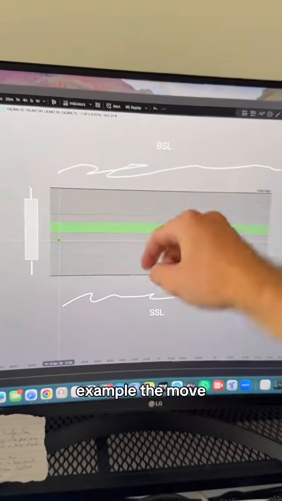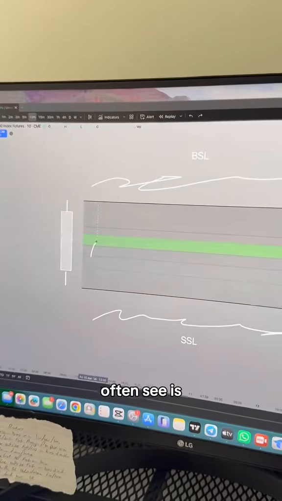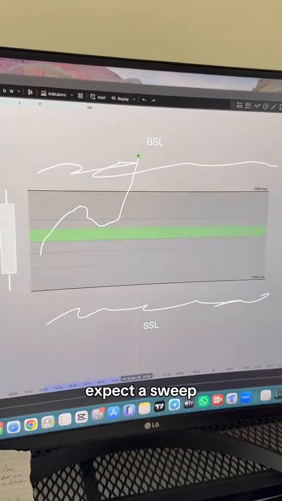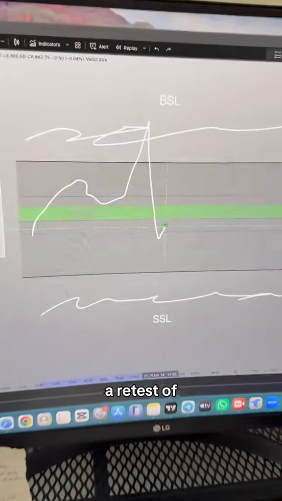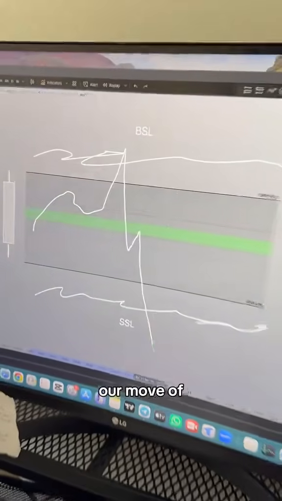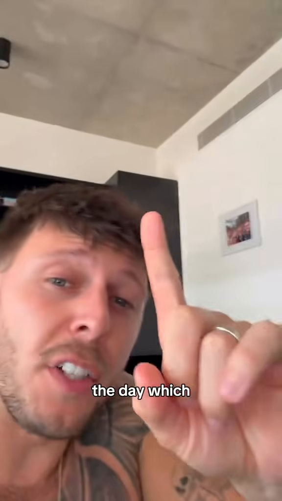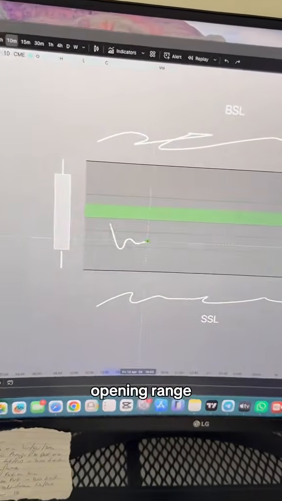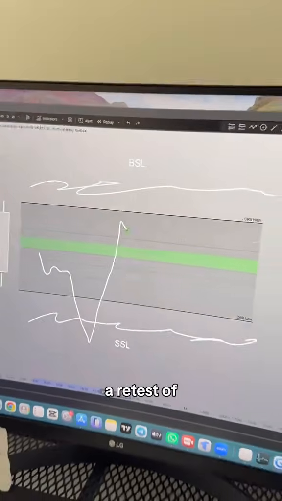Now, if for example the move of the day is bearish, what we will often see is price moving around within the opening range. We then may expect a sweep of the buy side liquidity, a retest of this key fib level, and then we move down for our move of the day. If for example we are bullish for the day, which means we are moving up, it is common to see price navigating around the opening range, a sweep of the sell side liquidity, a retest of our fib level, and then we will see our move of the day.